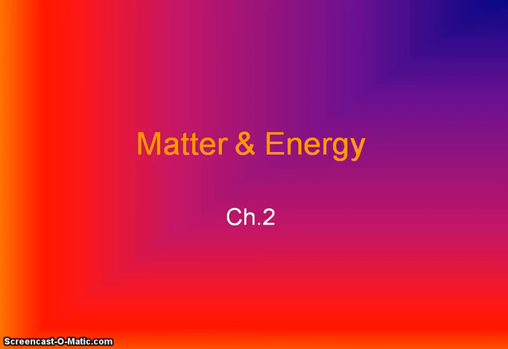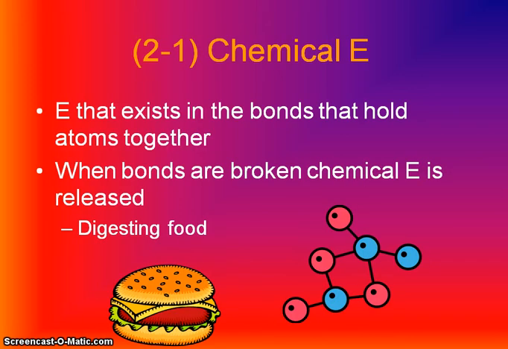This is Chapter 2, Matter and Energy. In Chapter 2, Section 1, we start off by looking at chemical energy. Now, chemical energy is just the energy that exists in the bonds that hold atoms together. And when those bonds get broken, that chemical energy can be released. So, for instance, when we're chewing up our food and digesting it, we're breaking the bonds in that food, and that will release the energy to our bodies.